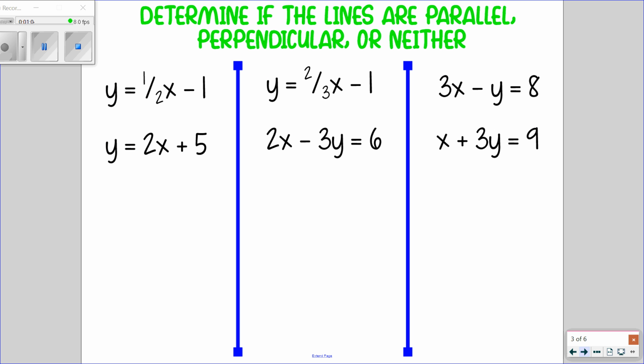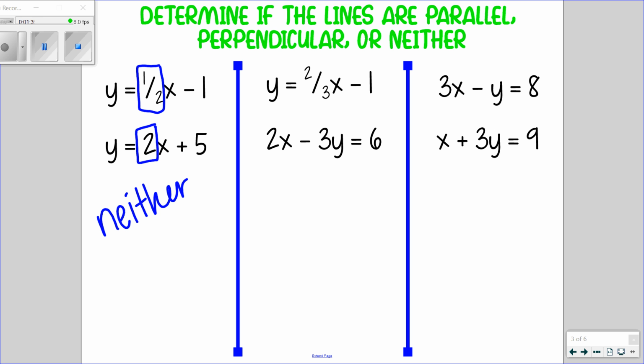All right, so let's give this a try. If we look at our first two equations here, they're both in slope-intercept form. So we can easily see our slope right here. We have a 1/2 slope and a 2. So we can clearly see they're not parallel, right? They're not the same slope, but they are reciprocals. Now, we can't say that they're perpendicular lines, though, because they're not the opposite sign. In order to be perpendicular, you have to be reciprocal and opposite sign. So these ones are actually going to be neither.